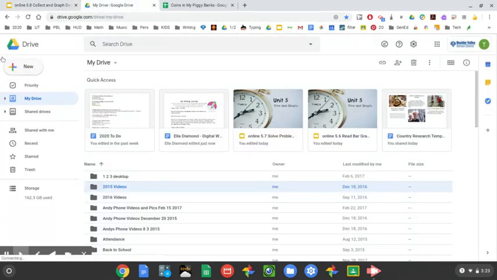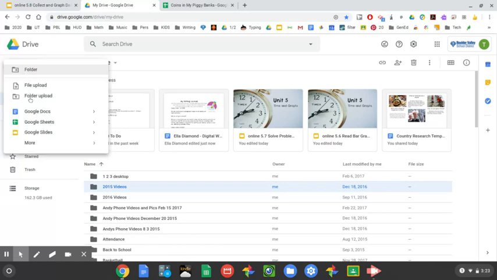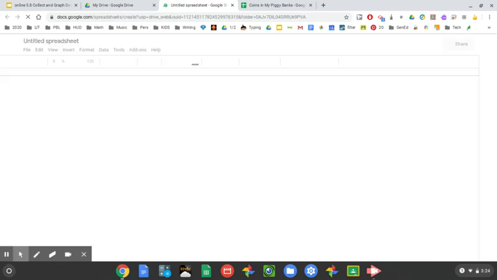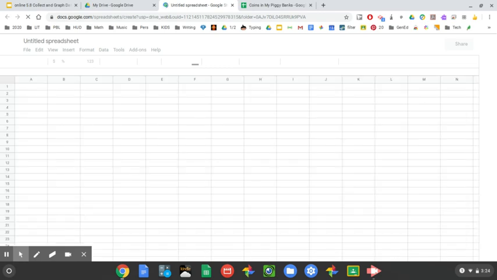Okay, the next thing you're going to do is you're going to find this new. So when you click on new, you are going to go to Google Sheets and you are going to click on a new Google Sheet. Okay, so what this is going to do is you're going to be able to pull it up. Up here you're going to click, and I had already pulled mine up, so I'm just going to come right over here.